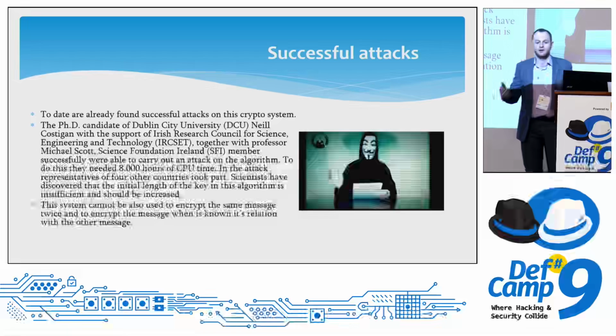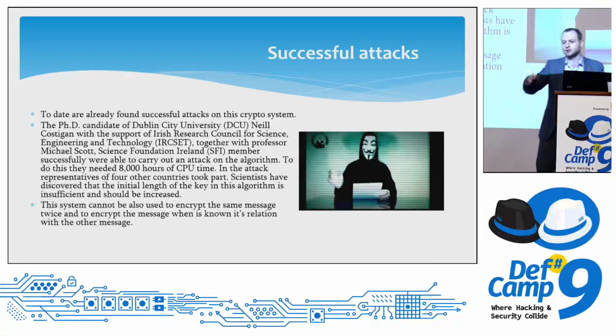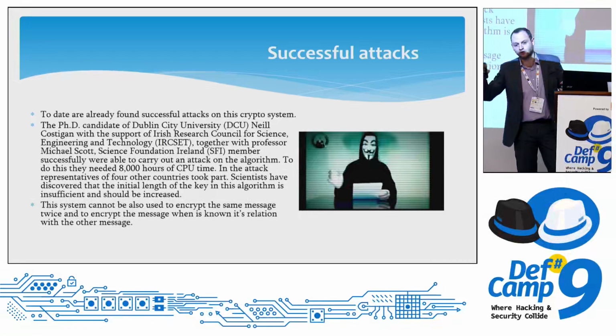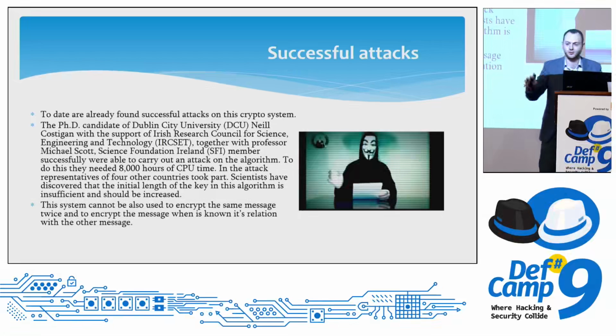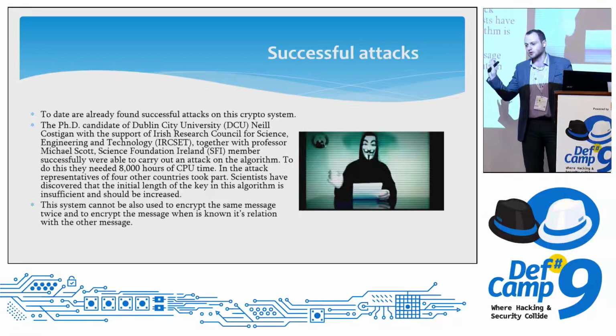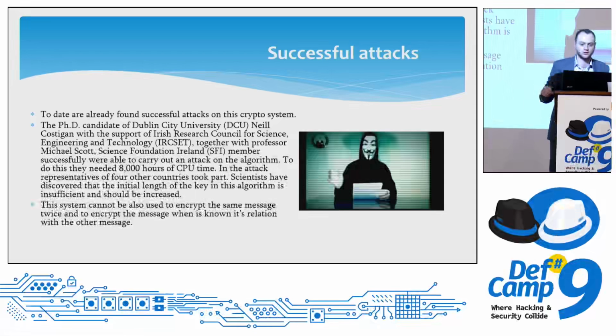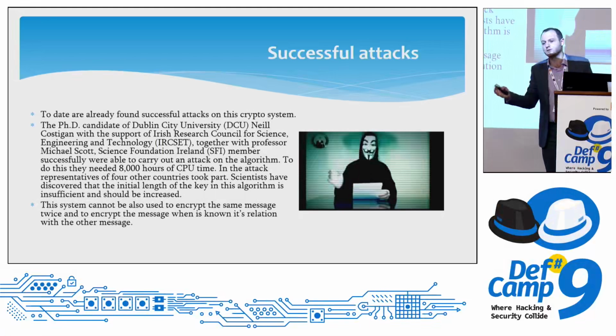They have efficiency problems. For example, I said that one of the main examples of code-based cryptosystems is McEliece's cryptosystem. There was an attack published on it. It was performed by Neil Costigan together with Michael Scott. Also, 4 countries were involved in this process, and they needed 8,000 CPU hours for it.